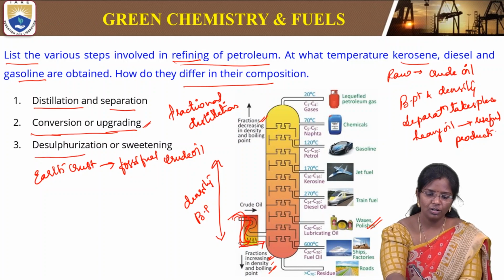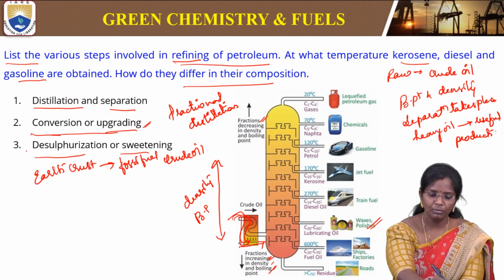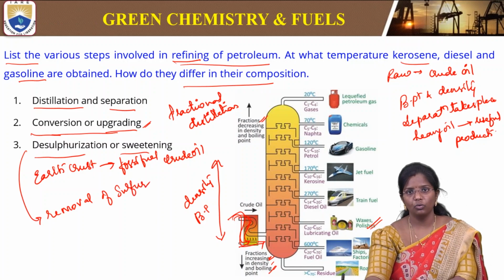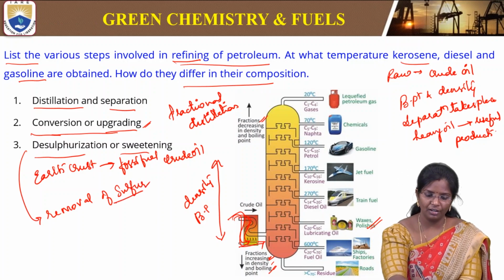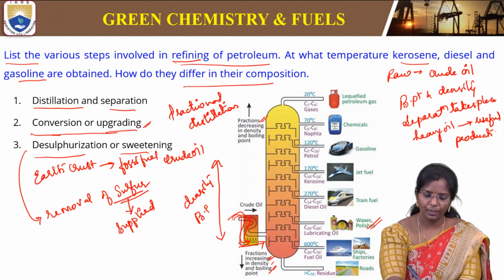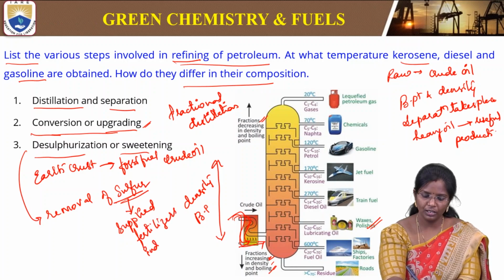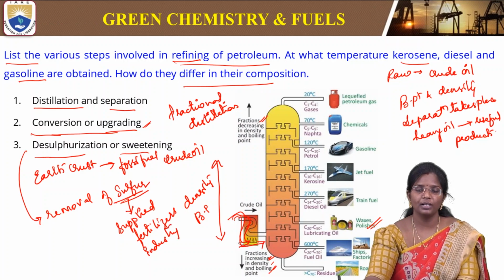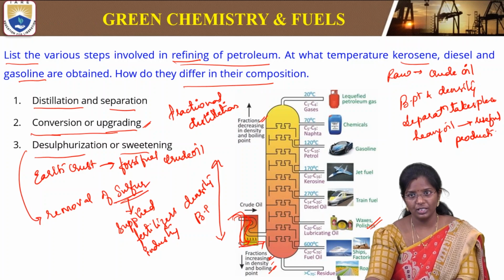Then desulfurization, or sweetening. This is the removal of sulfur. The crude oil will contain everything, so the sulfur is removed, and this sulfur is supplied to the fertilizer industries for the manufacturing of fertilizers, because it is pure sulfur. In this way, we have three different steps used in the refining of petroleum.